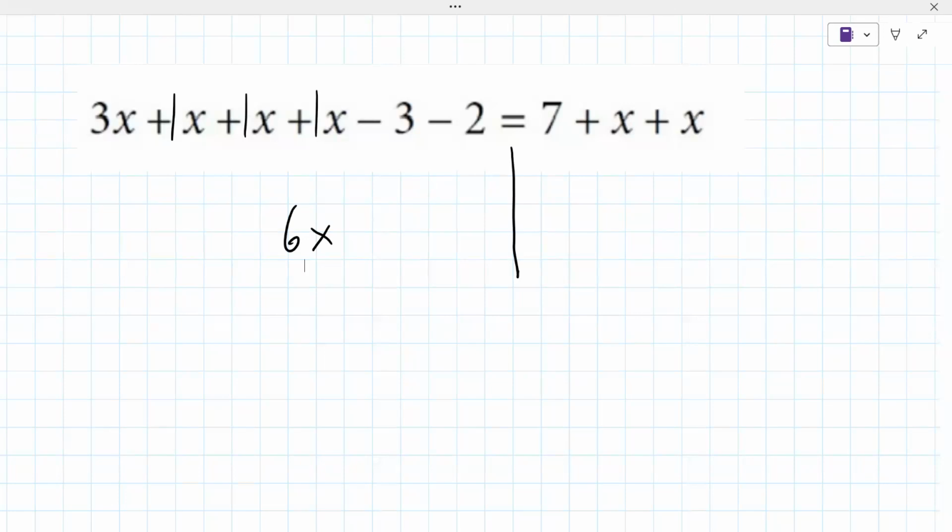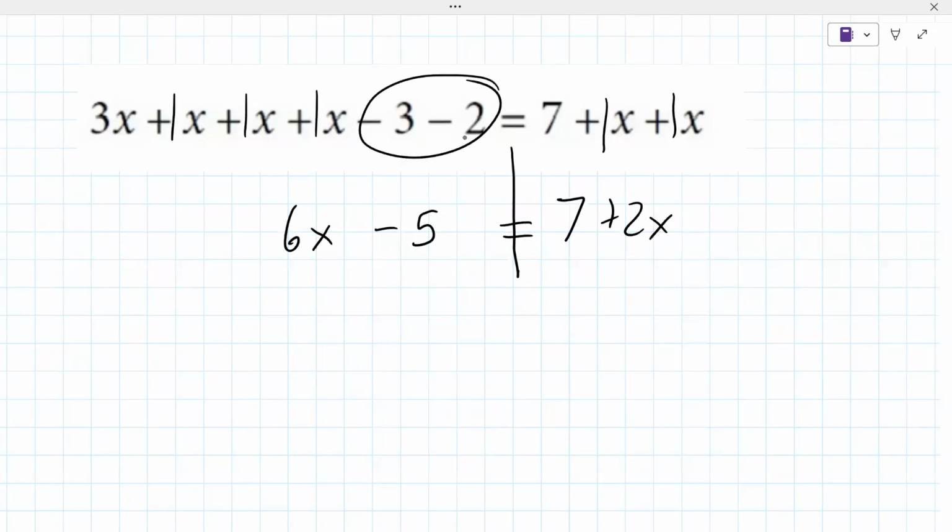Minus 3 minus 2. 3 minus 2 is 1. No, it's negative 3 minus 2. That's going to be a negative 5. Okay, equals, how many x's do you have on the right? 2. All right, go ahead and solve this equation.